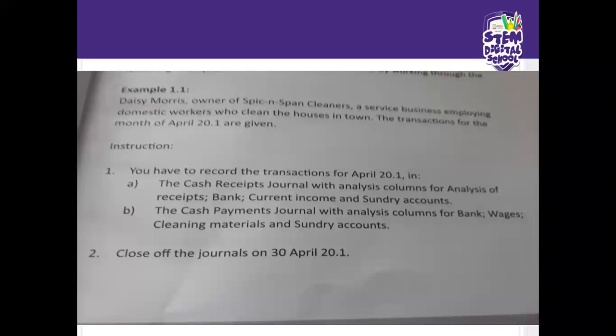Name one example, any one example of an income. Right, Onka was first, rent income, great. Next one.